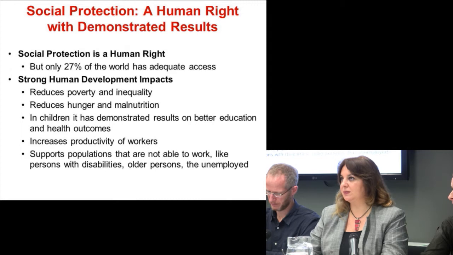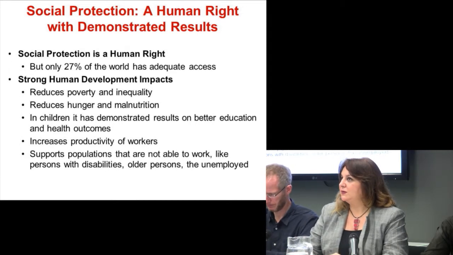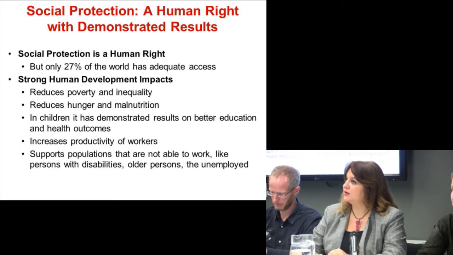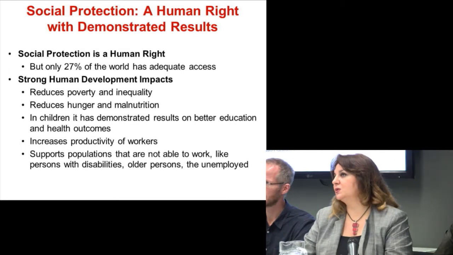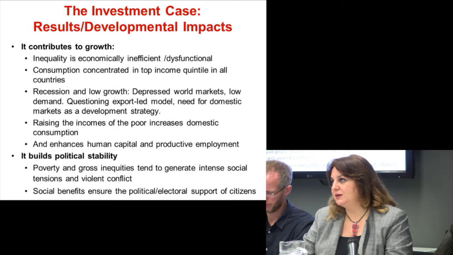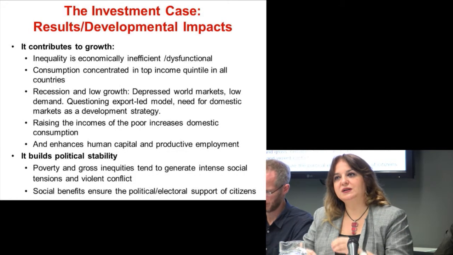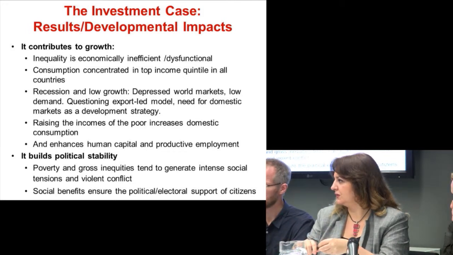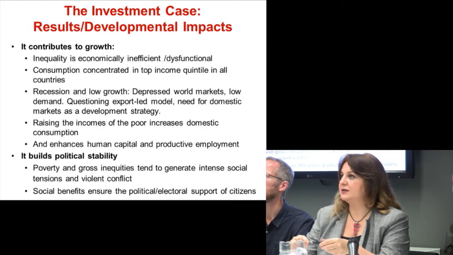Now, what we have with social protection is that it is a human right with very strong demonstrated developmental results. We know that it reduces poverty and inequality, it reduces hunger and malnutrition. In children, it has very demonstrated results in better education and health outcomes, increases productivity of workers, and supports population that are not able to work, like persons with disabilities and many others. But very importantly, and what we put through the report all the time, is that this also contributes to growth. It has this economic stabilizing function.